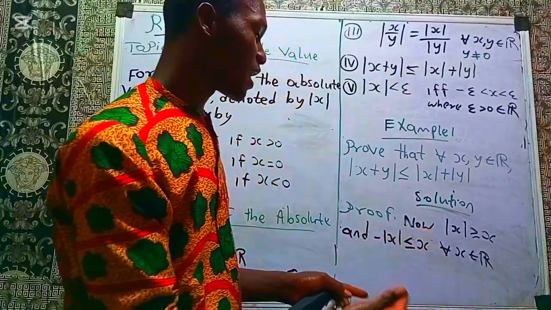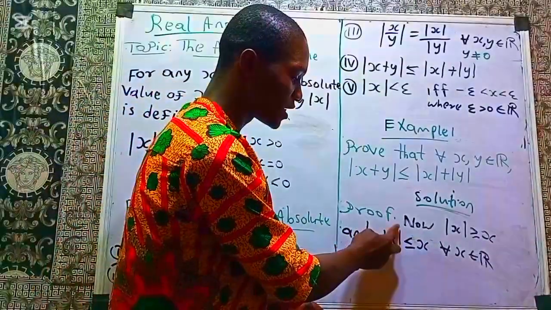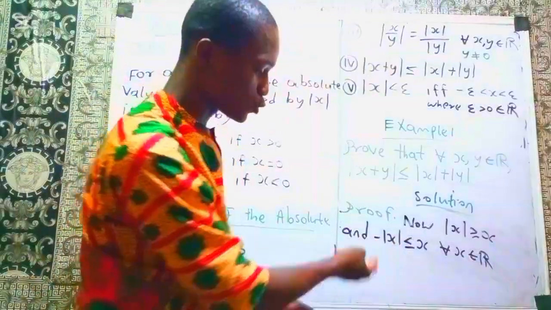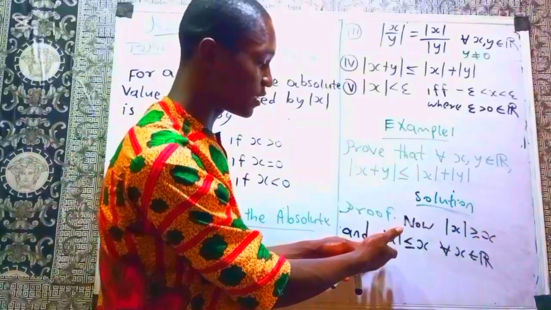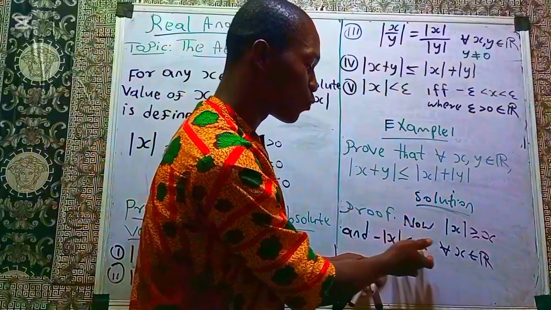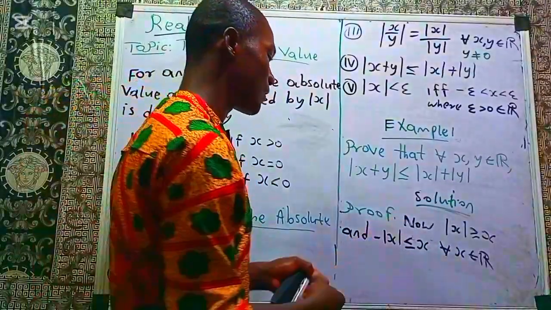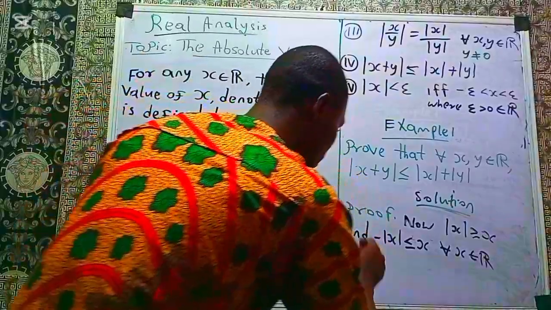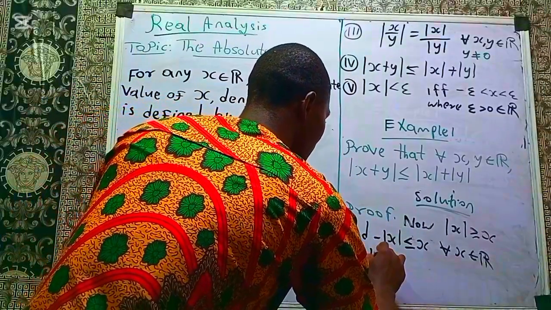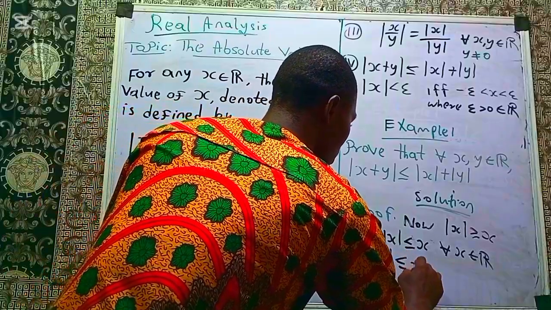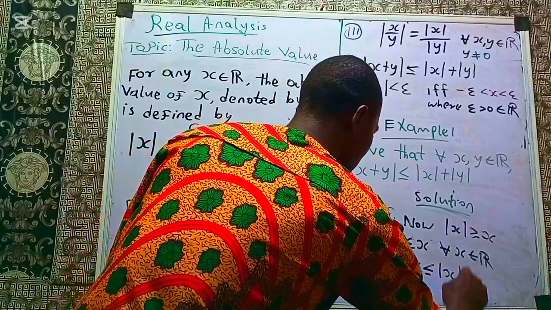Then if x is negative, let me say negative 3, then the absolute value of negative 3 is positive 3. But we have the negative outside here. So the negative of positive 3, you still have your negative 3. Then negative 3 will be equal to negative 3. At that time, the equality will hold here. So with these two conditions, this implies that negative absolute value of x will be less than or equal to x, less than or equal to the absolute value of x.